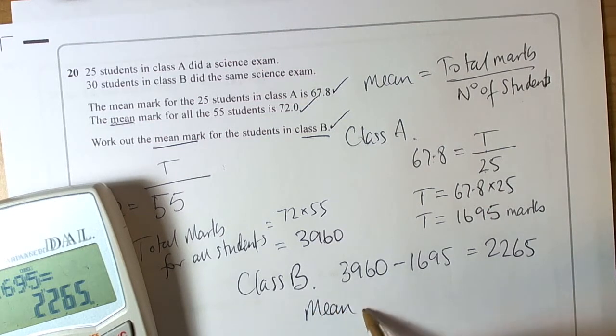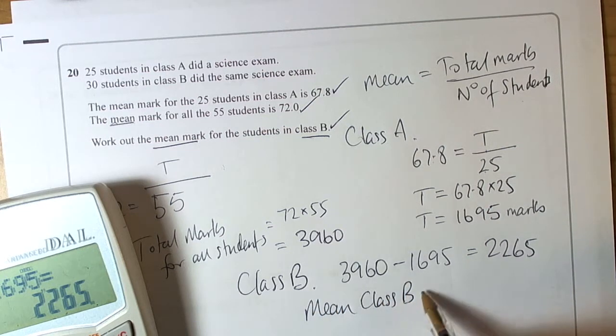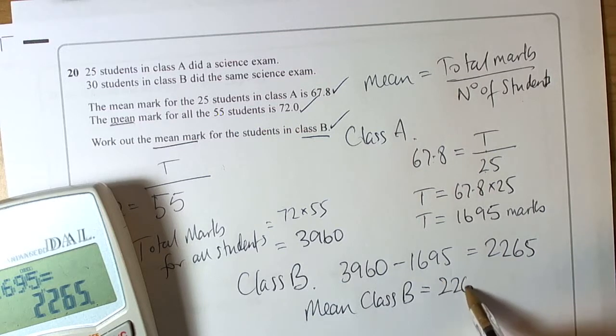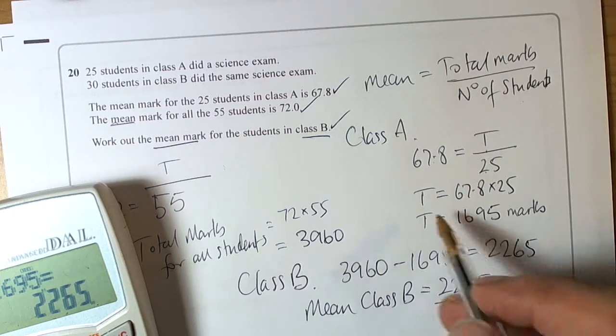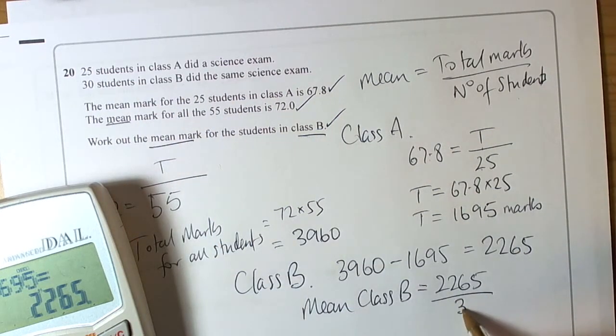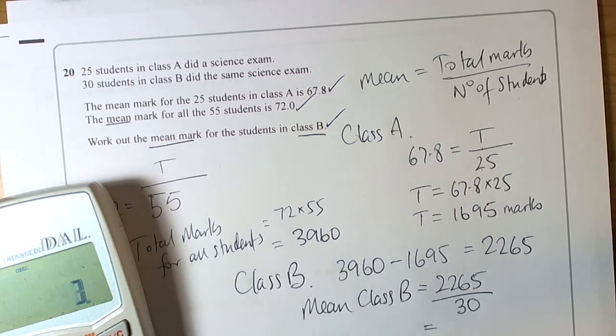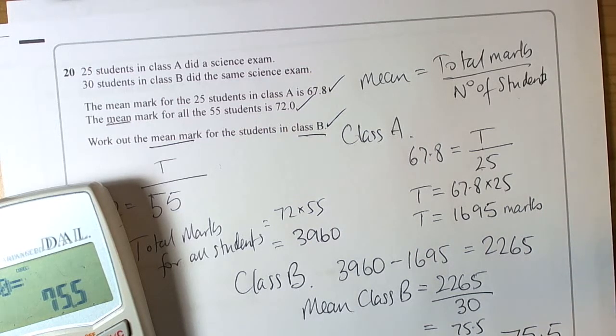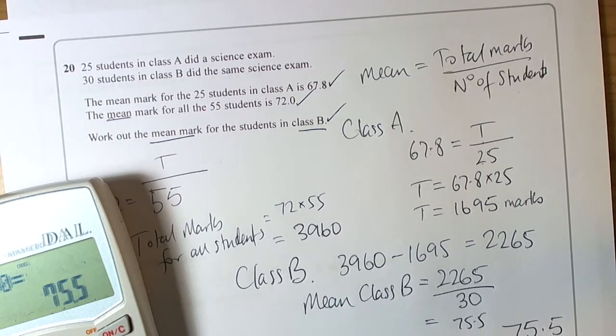So the mean for Class B is equal to the total marks that Class B got divided by the number of people in Class B. Well, there were 30 students in Class B. So 2,265 divided by 30 equals 75.5. So on average, Class B did better than Class A.